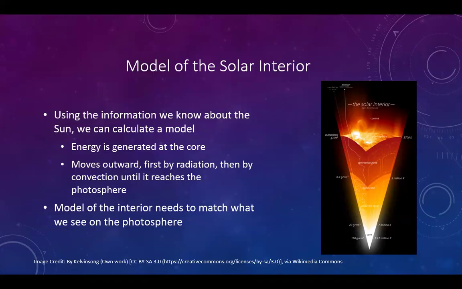And up here, the temperature and density is such that convection will dominate. And the model of the interior needs to match what we see on the photosphere, what we see on the surface. Additionally, there are things like vibrations of the surface. We can make calculations about what should cause those vibrations, things like that.